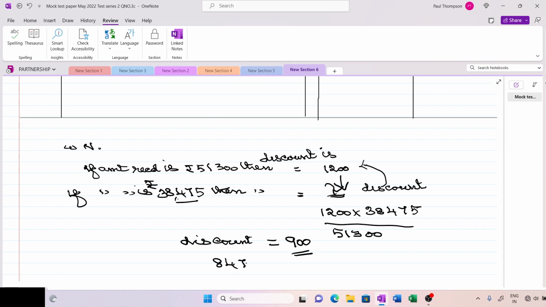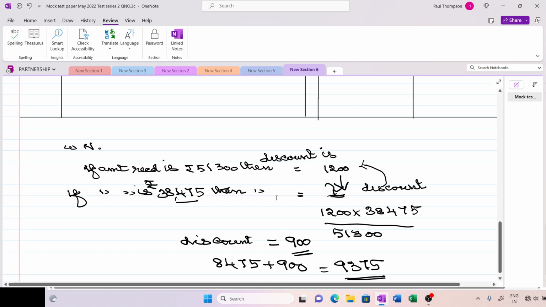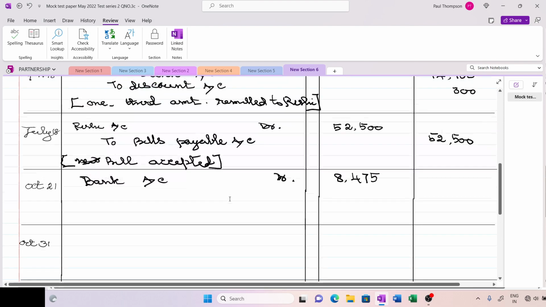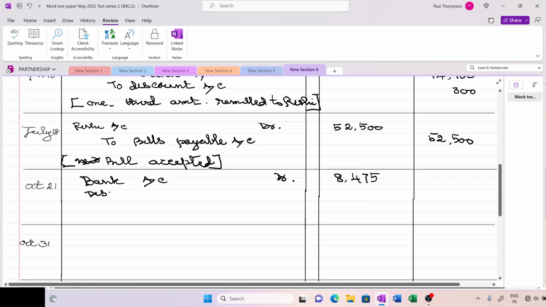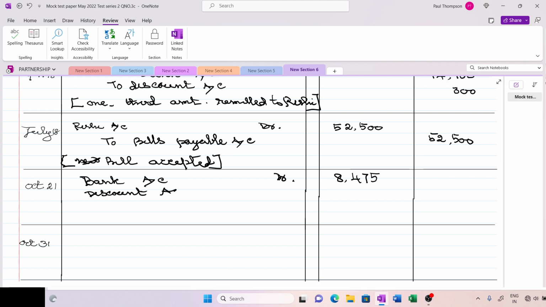This is the discount and he made the payment of 8,475. So we have to credit that fellow with this discount. That will be equal to 9,375. It means that in his books, he will debit us with 9,375. So now we have received 8,475 and discount is a loss for us. So I have to debit it. Hope you have understood. This is the only point in this sum. How you have to find out the discount charges.